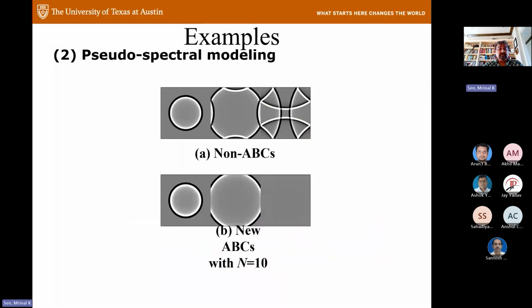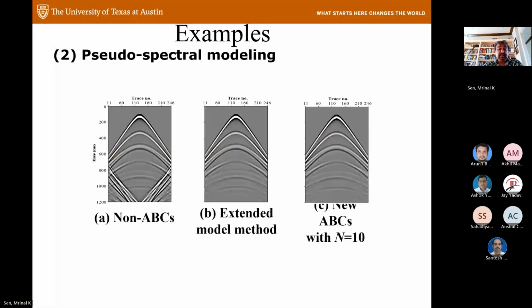So we use that in not just standard finite difference, but also in pseudospectral. Same thing, you can see that with 10, it actually did a beautiful job absorbing these.